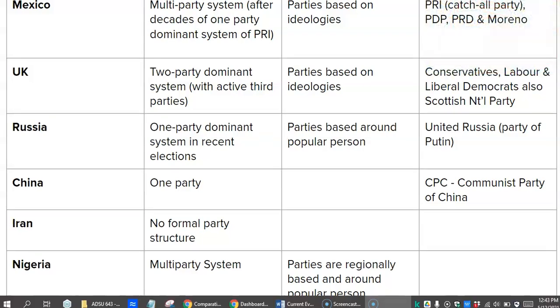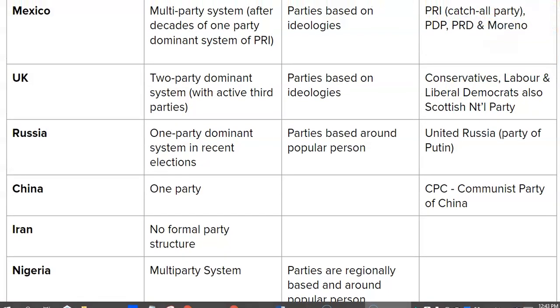All right, so let me try to expand this here so we can see. What I did was put for each of the countries what they are. Are they multi-party, two-party dominant, one-party dominant, one-party? Iran has really no formal party structure, and Nigeria is multi-party. Mexico is multi-party after having decades of one-party dominance. The one-party dominant was the PRI, and that lasted until 2000 when Vicente Fox was elected president. The UK has the two-party dominant with active third parties. And Russia is one-party dominant with United Russia.